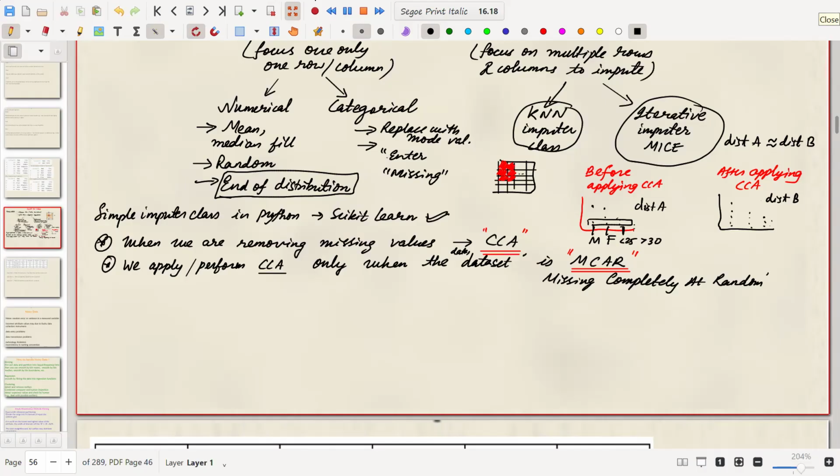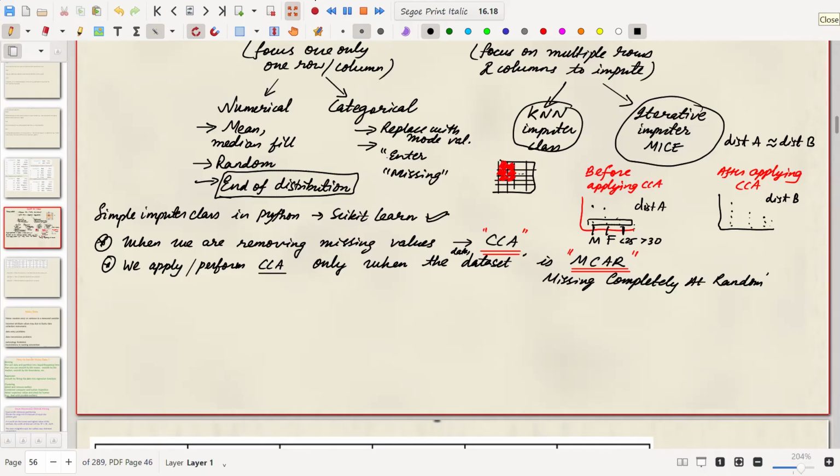I hope you got the logic that if you have a data set, you make a distribution of the data set, plot it, you will have a distribution. Now you apply CCA to it, remove the missing rows, remove the missing columns. And then again plot the distribution of the new data set after applying CCA. Again you will have a new data set with less size, right? Because you have removed the rows. Now, if you make a distribution of that, it should be quite similar to the previous original data set distribution.